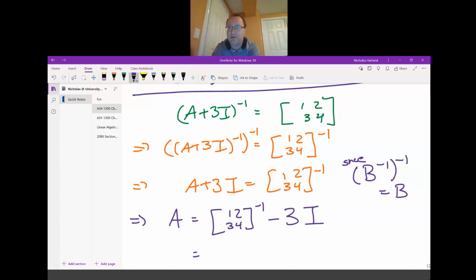No, this isn't quite the final answer. I was giving people a chance to catch up. All right, so now that this is a 2 by 2 matrix, we have a formula for that. So what is the inverse of [1, 2; 3, 4]?